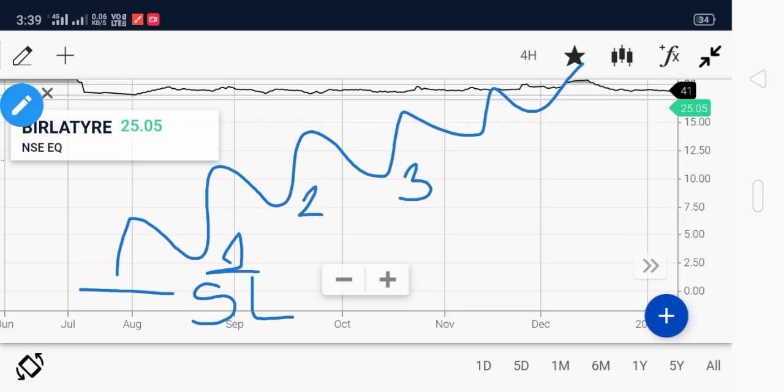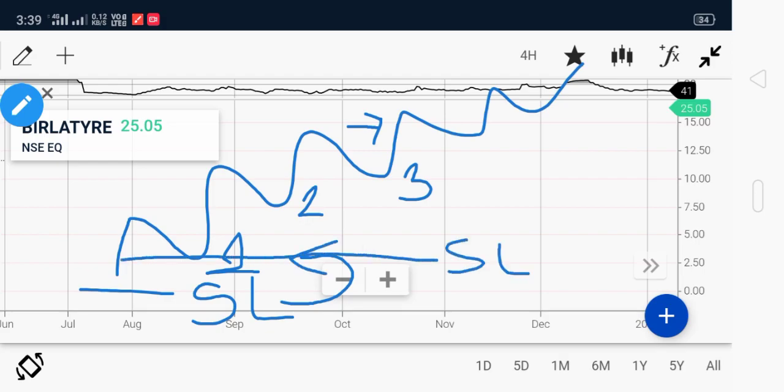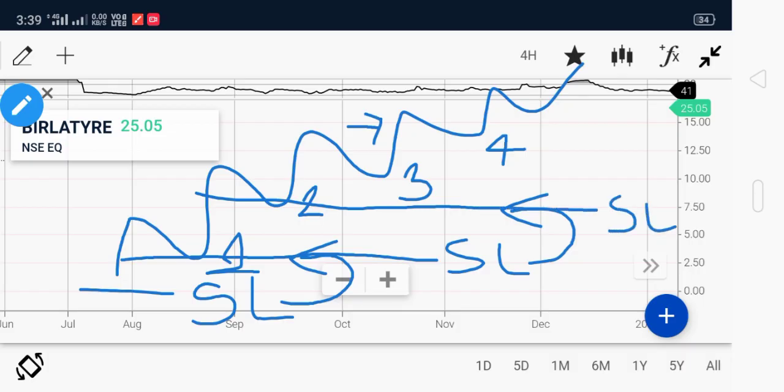Now when the stock goes up from the third swing, we will trail our stop loss, increase our stop loss to the first swing. Now this is our new SL. Okay, and when it creates a fourth swing, we will increase our stop loss to the second swing. This is our new SL. Okay, and this way, as it creates the fifth swing, we will increase our SL to the third swing. So I hope you were able to understand how we trail our stop loss. First we wait for 3 swings, and after that, as the stock makes swings, we keep increasing our stop loss.